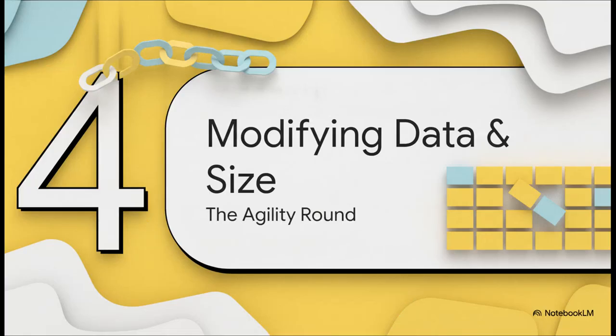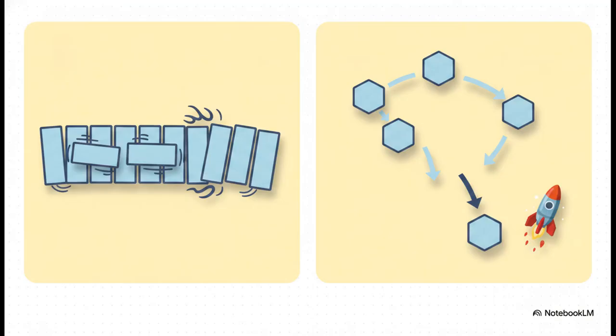That brings us to Section 4, modifying data and size, the agility round. Reading data is just half the battle. What happens when we need to dynamically insert new data right into the middle of our structure? In this agility test, the tables turn entirely.